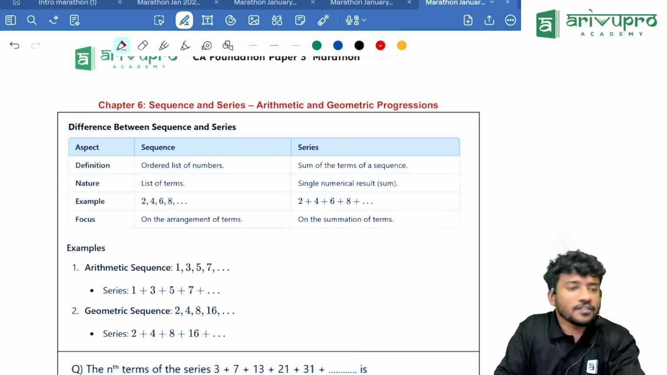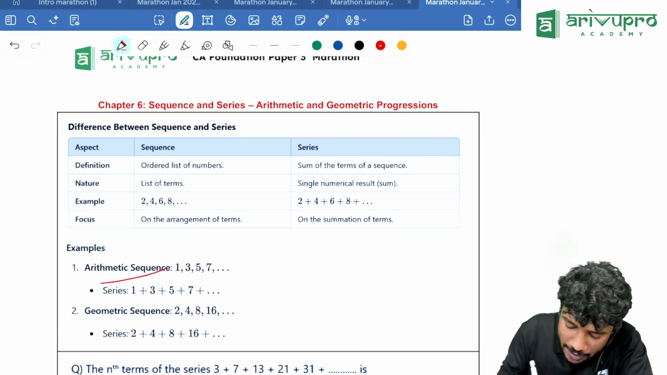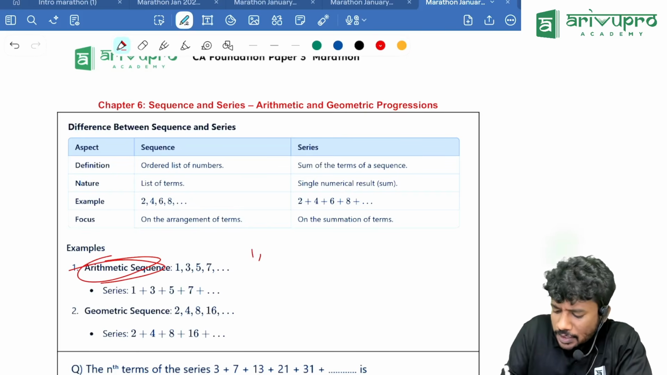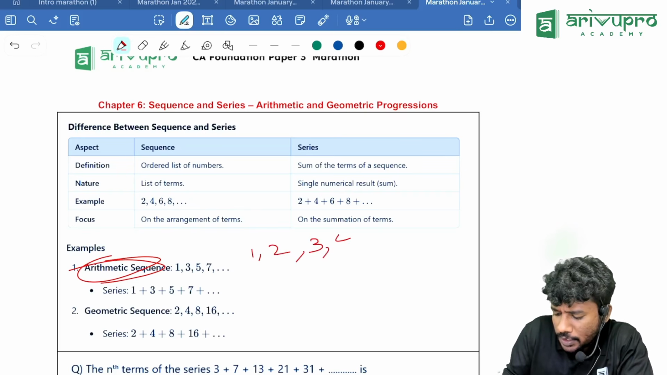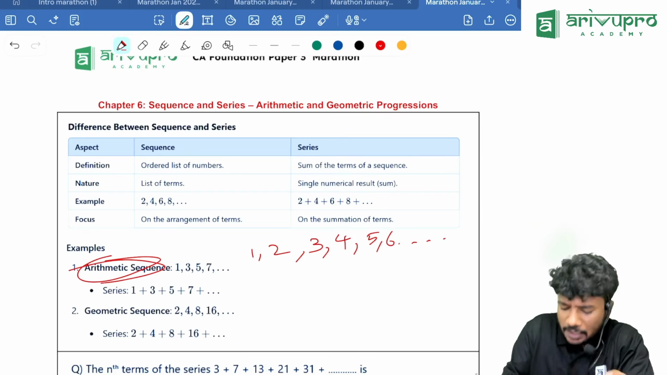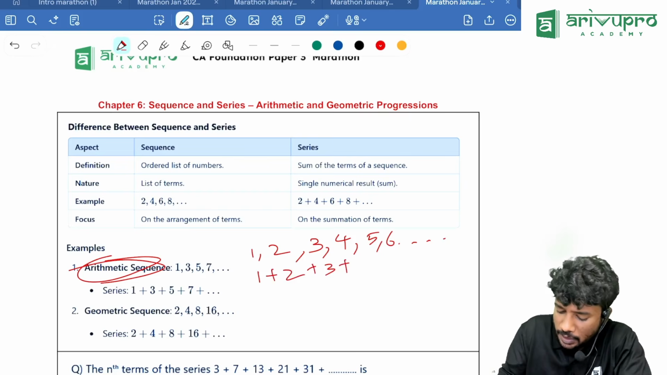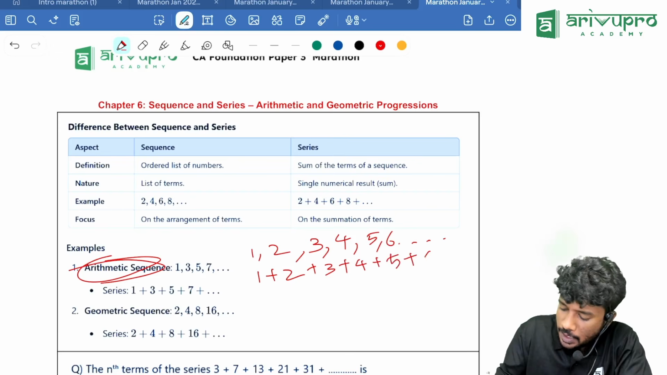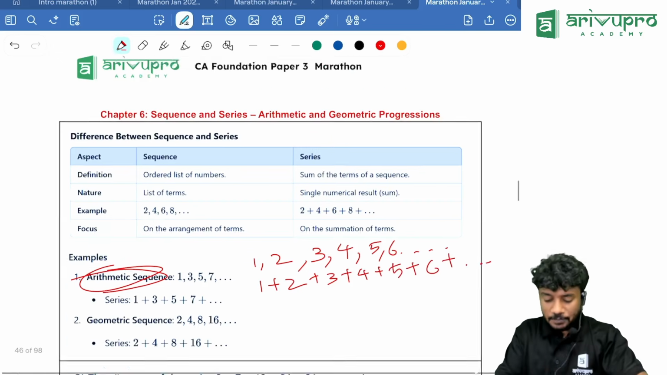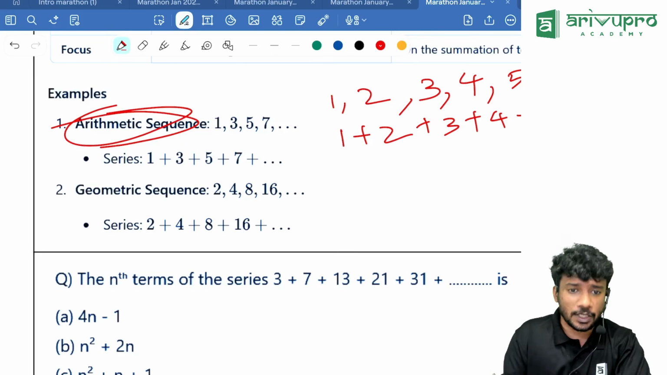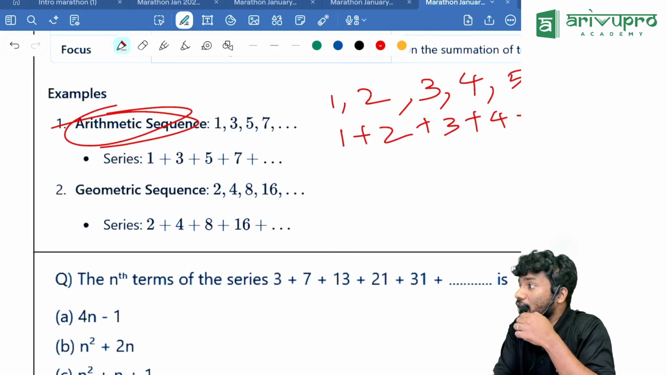Now here, first of all, we should know what is an arithmetic sequence. Whenever we are writing numbers in an ordered list, for example 1, 2, 3, 4, 5, 6, 7, etc., that is a sequence. If I am adding everything and I am writing it, then it is called an arithmetic series. Then similarly for geometric sequence and geometric series, in a geometric sequence there will be a common ratio.